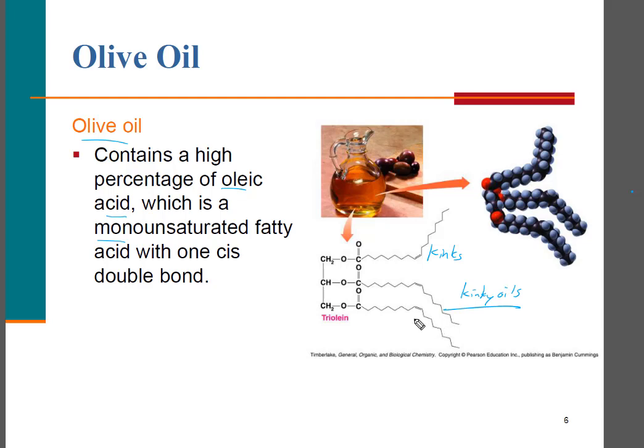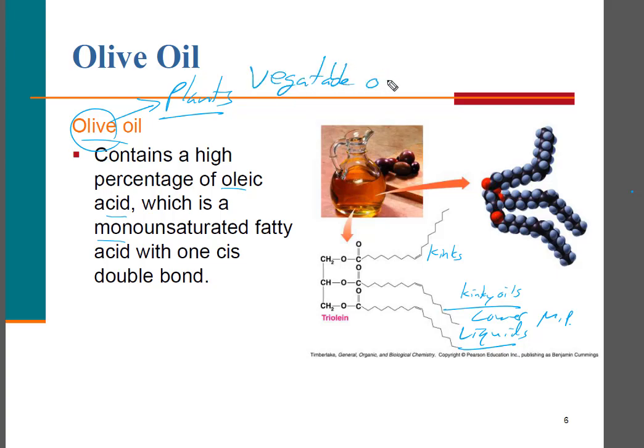So if it puts kinks in the molecule, it's going to have a lower melting point, and it'll be a liquid at room temperature. Now again, oils are going to be liquids at room temperature. They're talking here about olive oil. Well, olives come from plants. Right? I mentioned earlier we talked about vegetable oil. We don't talk about vegetable fat, we talk about vegetable oil. So vegetable oil or corn oil come from plants, and they are liquids.